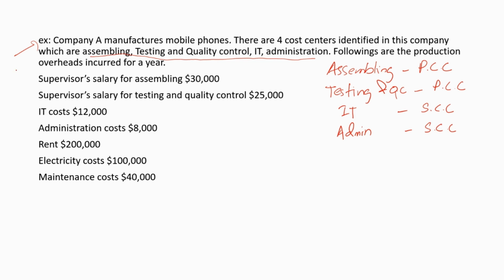And now let's identify these costs. Supervisor's salary for assembling is $30,000. This means this 30,000 is under the assembling cost center.